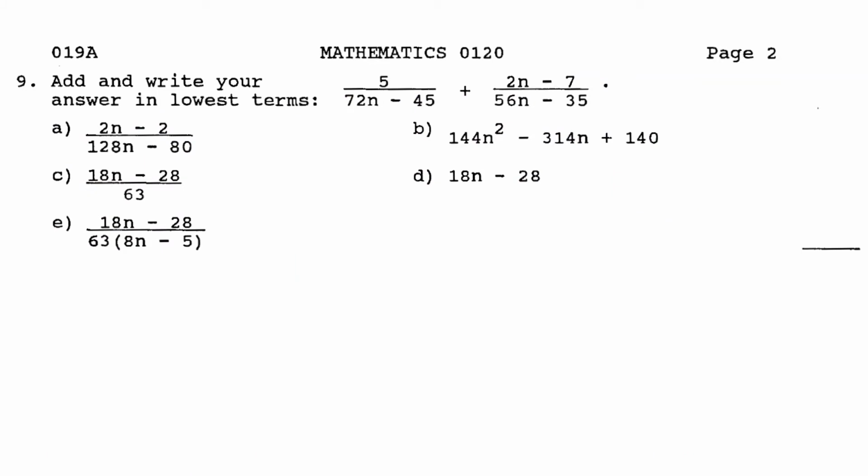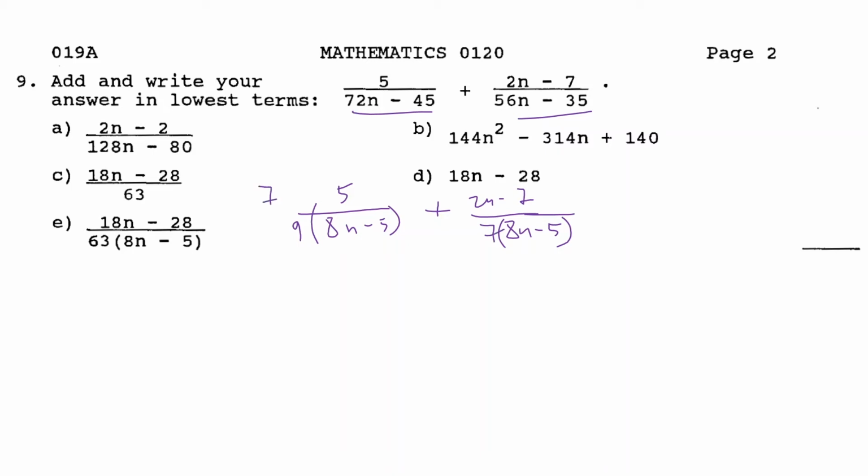All right, next. Try to do this as fast as I can. Add and write your answer in lowest possible terms. I would simplify it first. So here for the first one, 72n minus 45. Well, what, 9? It is 9. Yes, 8n minus 5. Great. Plus 2n minus 7. And since it's probably going to be 8n minus 5, because they don't want to make it too difficult for us, it's probably going to be 7, and it is 7. Yes, 56 minus 35. Good.